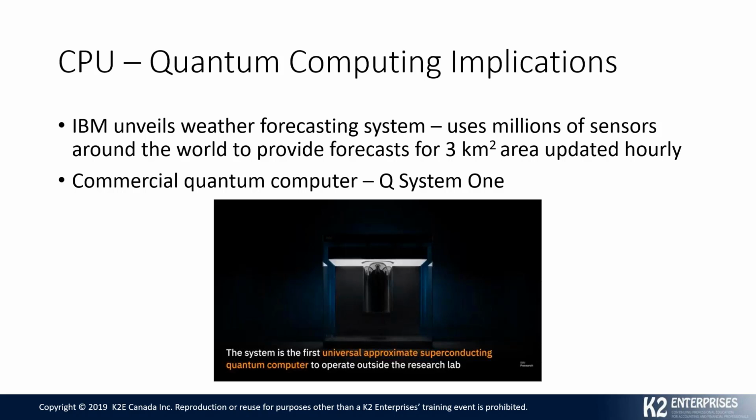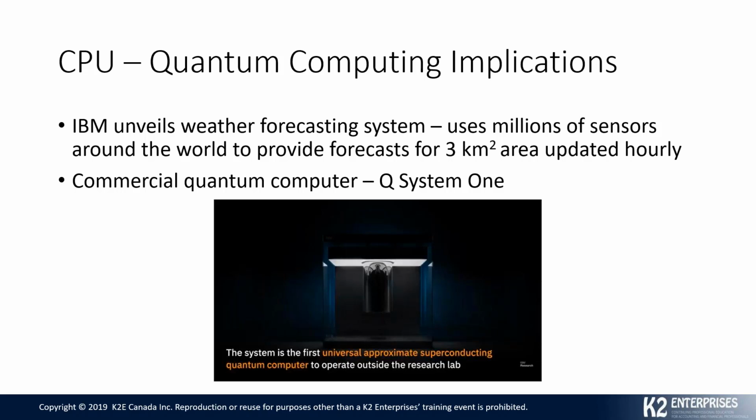They actually have a building with a bunch of cubes in it, and the system is called the Q System 1. The first thing that they're bringing out, which will be available in the very near future, is for weather forecasting, where they're going to take millions of sensors around the world and be able to forecast down to an area the size of 3 square kilometers. Already things like the Weather Network and other companies have signed up to take advantage of this fabulous new processing.